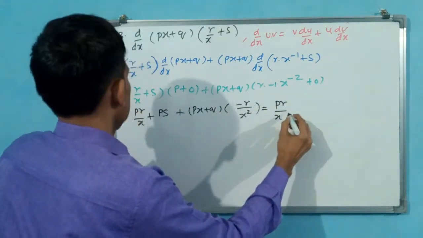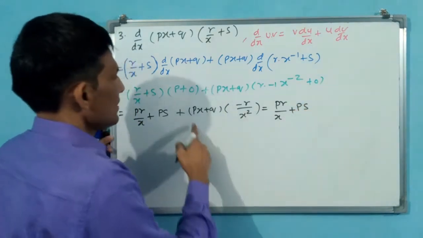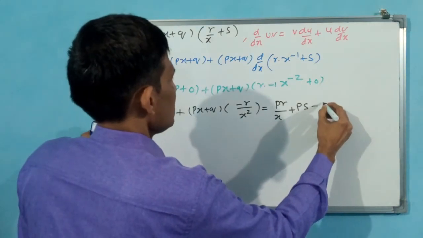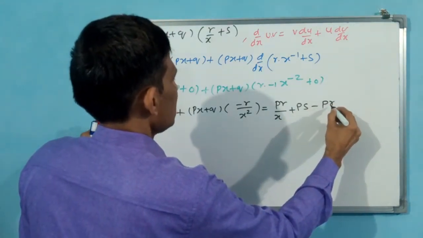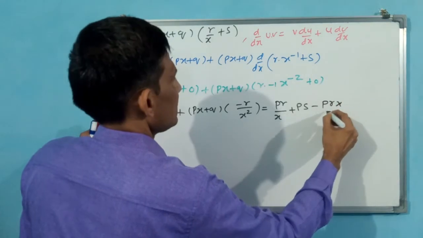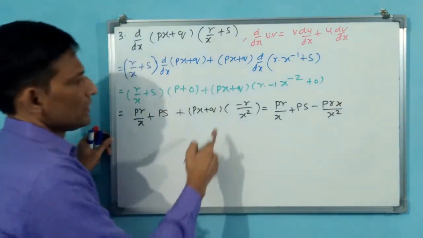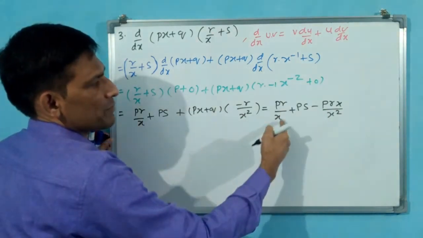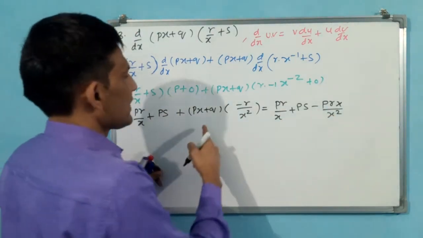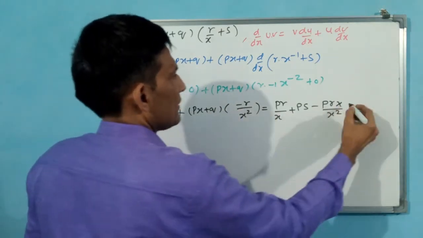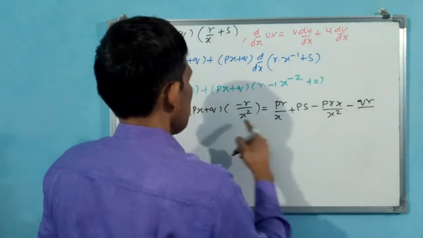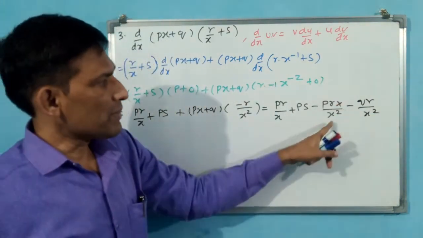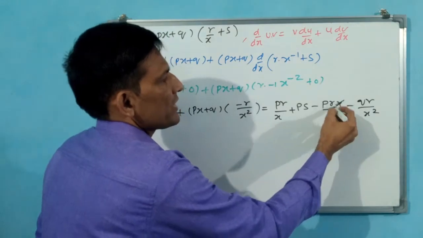pr by x plus ps minus prx by x square. X square x going to get cancelled. Prx are going to come. Then that will going to cancel again. Minus qr by x square. That is very important. You see here, x by x square is there. 1x is going to get cancelled.